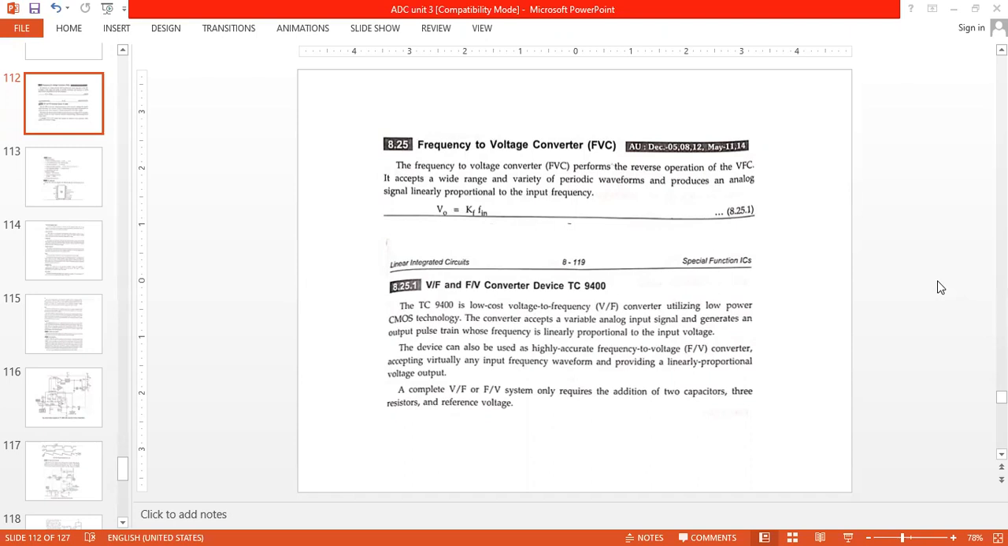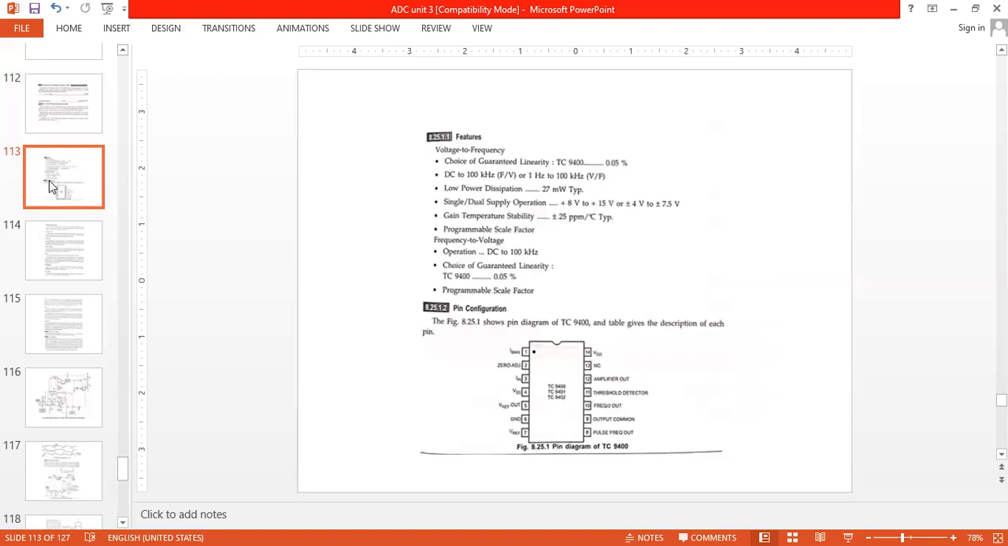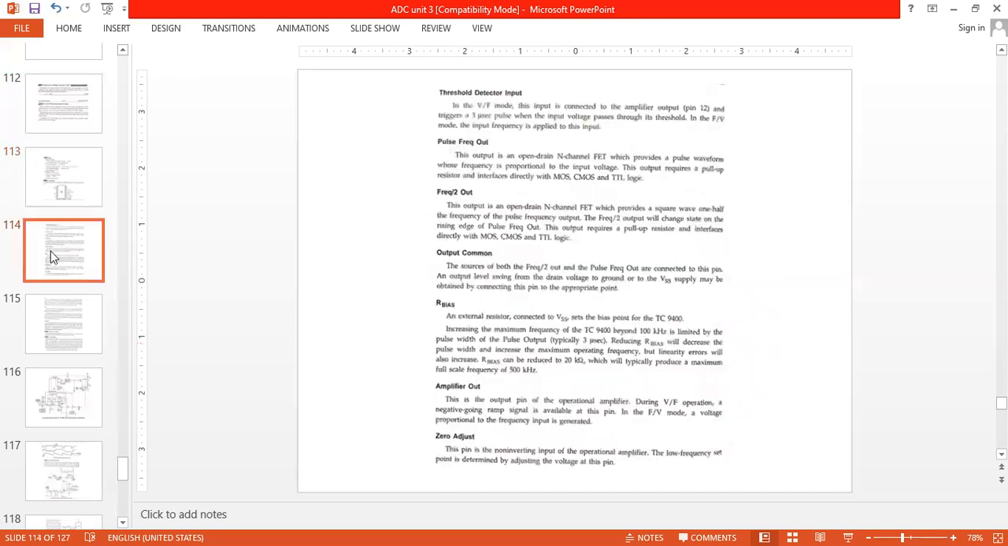This is mostly used for transmission and receiver purposes. That is, V out is equal to K into F. This is the voltage to frequency converter. An example is the TC9400. It has 100 kilohertz, low power dissipation, and single or dual power supply operation, that is 8 volt or 15 volt. It also has temperature stability, DC to 100 kilohertz range, and programmable scale factors.